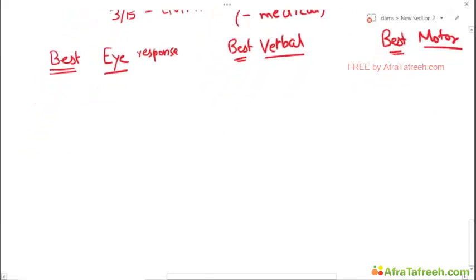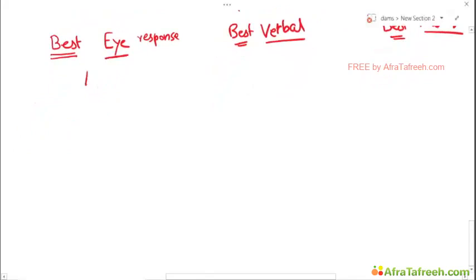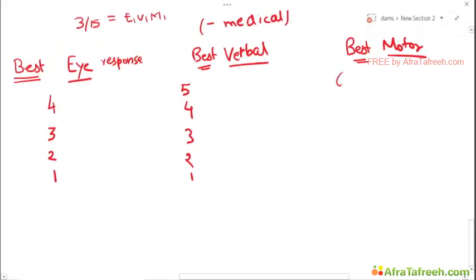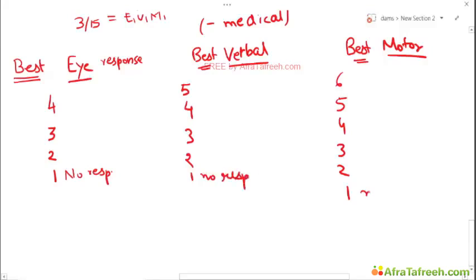Now let's see what is in the E response. We have 4, 3, 2, 1. In verbal we have 5, 4, 3, 2, 1. In best motor we have 6, 5, 4, 3, 2, 1. In 1 all we have no response. There is no 0. The lowest score possible in each of the components is 1.